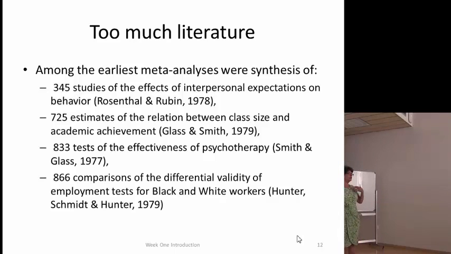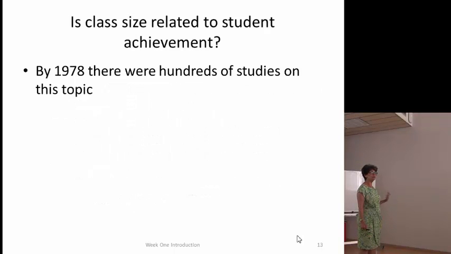Okay. So among the many pushes towards research synthesis was people's concern that they would lose their credibility as a valid scientific enterprise by saying the results are inconsistent so much. And they felt that probably the results really weren't inconsistent, but we were just trying to get at them the wrong way. Okay? So let me just take one example: is class size related to student achievement? By 1978, around the year I was born, in other words, there were hundreds of studies on that topic.